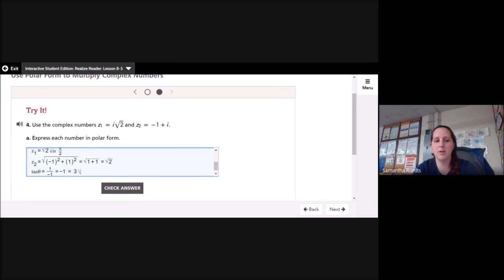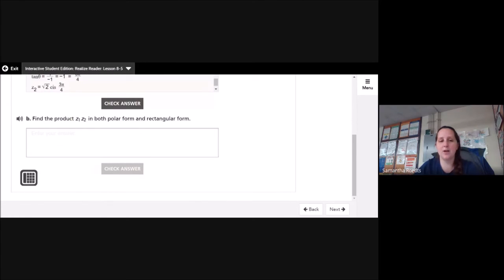Three pi over 4. Because the only way to get tangent, I don't have a point where my cosine is 1 and my sine is negative, or my cosine is negative 1 and my sine is 1. But I do have a tangent where I get negative 1 when I solve it, and that's at 3 pi over 4, because the square root of 2 over 2 divided by the negative square root of 2 over 2 gives me 3 pi over 4. Okay, so for z sub 2, I have the square root of 2 cis 3 pi over 4.